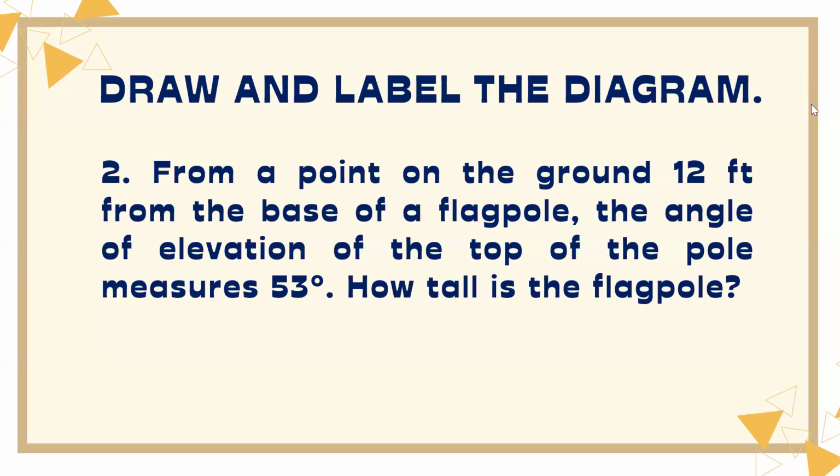From a point on the ground, 12 feet from the base of a flagpole, the angle of elevation of the top of the pole measures 53 degrees. How tall is the flagpole? Okay, I want you to read it again and identify the given information. What do you have? Very good. So you have the distance of the point from the flagpole, which is 12 feet, and then the angle of elevation is 53 degrees. So the height of the flagpole is being asked.